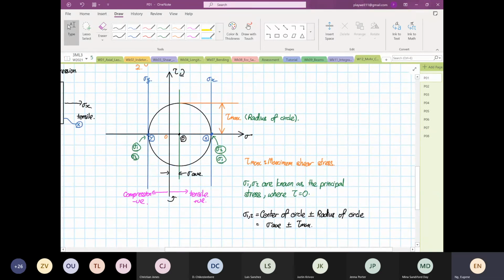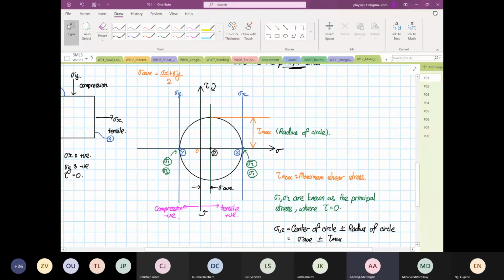Right, I'm going to go to the next page. Actually, sir, I have a question. You said for stress 1 and 2, it's center of circle plus or minus radius. If the radius is equal to tau max, why is the center of the circle equal to the average stress? The center of the circle and the radius are not the same thing. The radius and tau max are the same thing, but the center of the circle and the average are not the same thing.